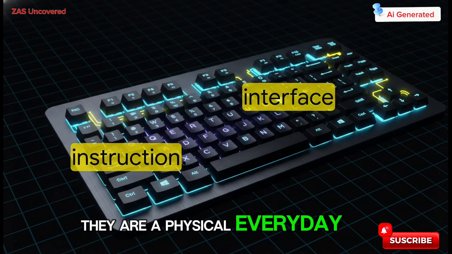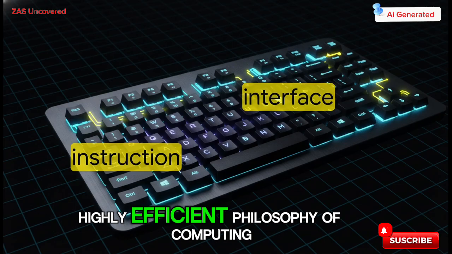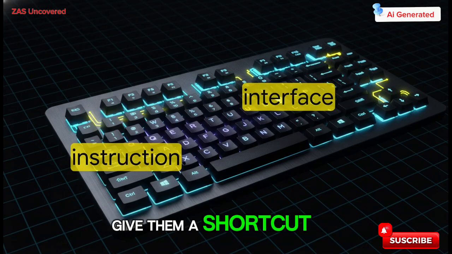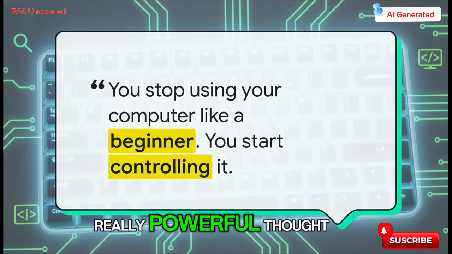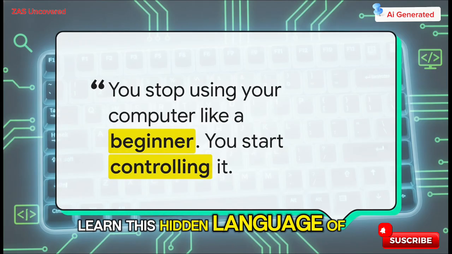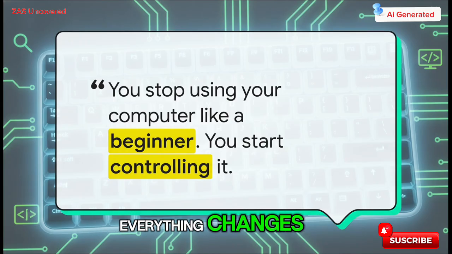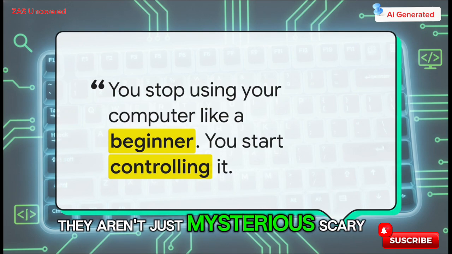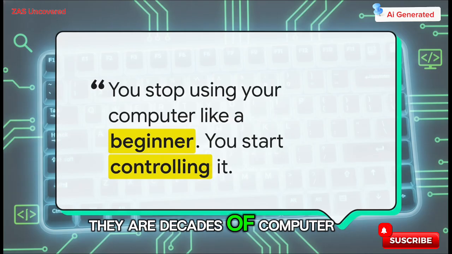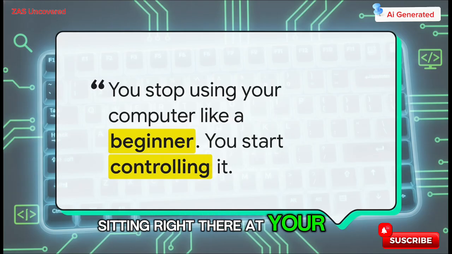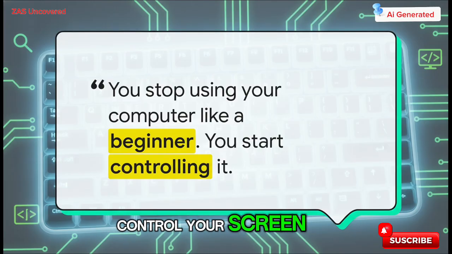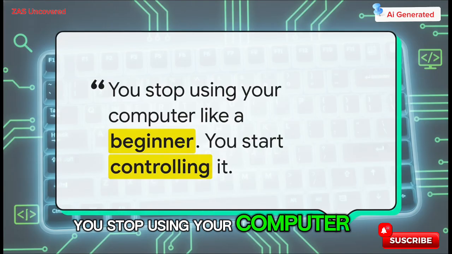They are a physical, everyday reminder of a much older, highly efficient philosophy of computing. Don't make the users search for a command. Give them a shortcut. Which brings us to this really powerful thought. When you finally learn this hidden language of computing, everything changes. The next time you sit down at your desk, just look up at that top row. They aren't just mysterious, scary buttons anymore. They are decades of computer design history sitting right there at your fingertips. Some are there to help you, some refresh your feed, some control your screen, some reveal the raw code underneath it all. Once you embrace them, you stop using your computer like a beginner.